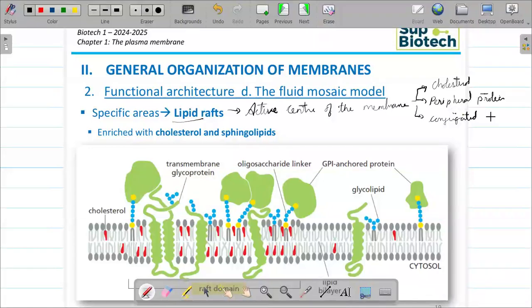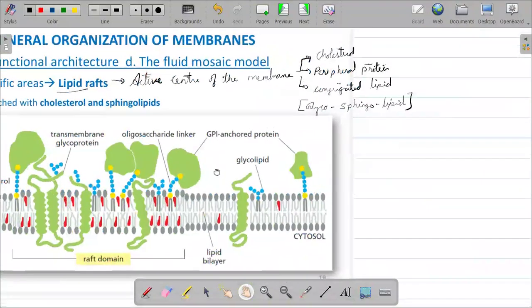I told you what is conjugated lipid. Do you remember what is conjugated lipid? Okay, glycosphingolipid. To a simple lipid, if I add another complex macromolecule or other biomolecule, it will become a conjugated or complex lipid, right? Yes, sir.